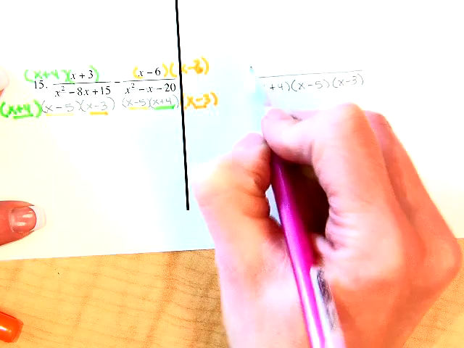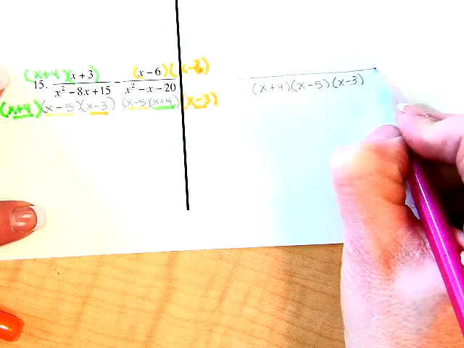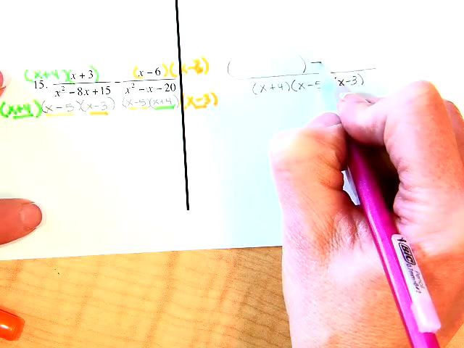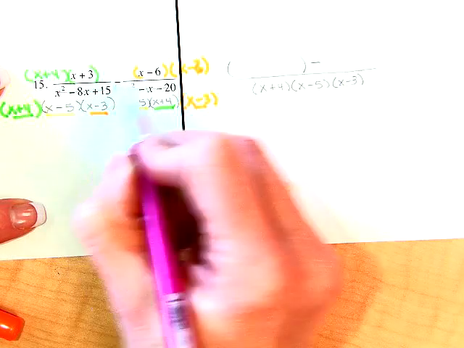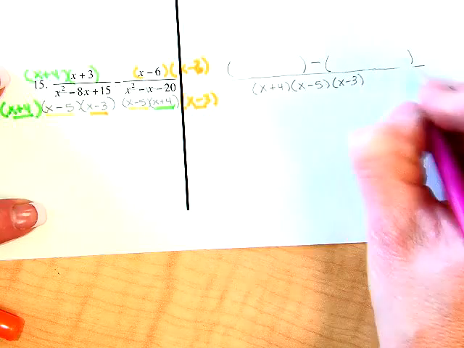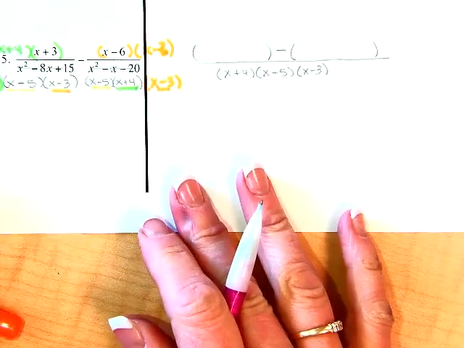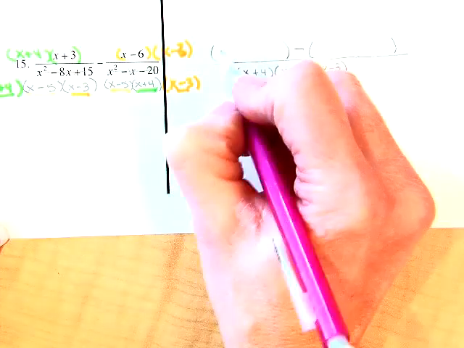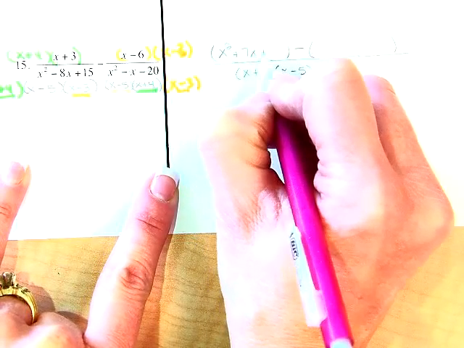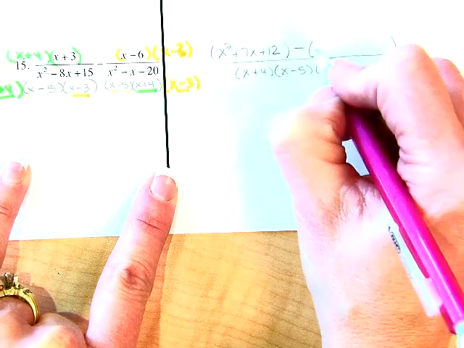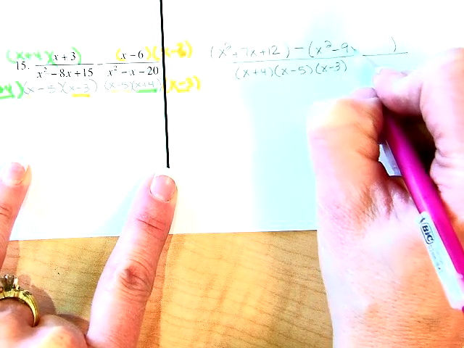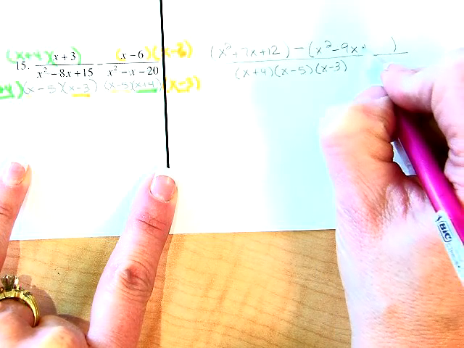So now I need to simplify up here. So again, in this numerator, we're going to have the product of these two binomials minus, right here, the product of these two, which is going to be a trinomial in there. Okay, so here we go. Multiply this out, we get x squared plus 7x plus 12. Multiply this out, we get x squared minus 9x plus 18.